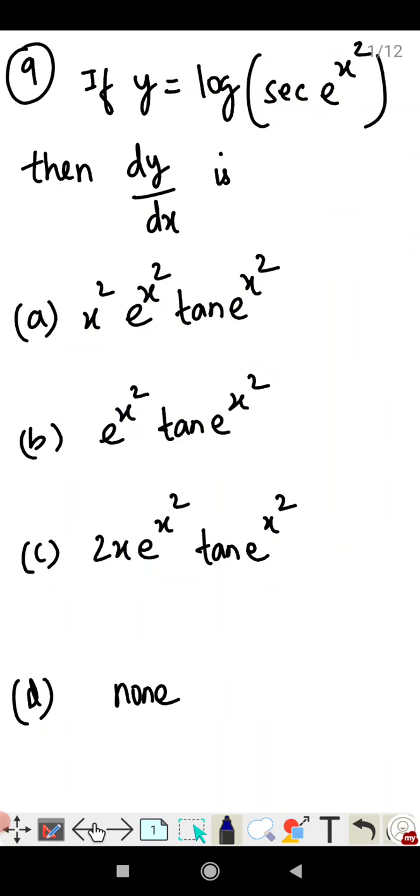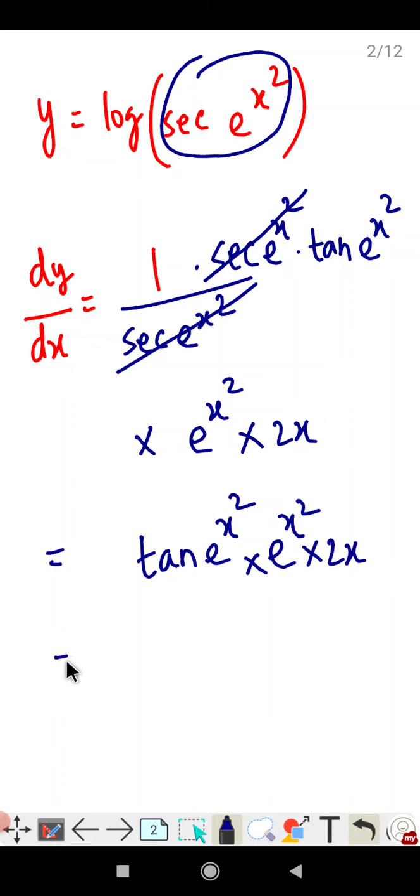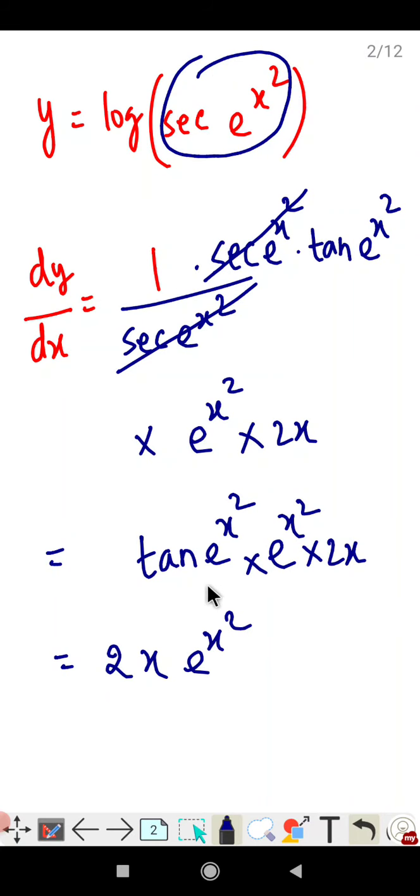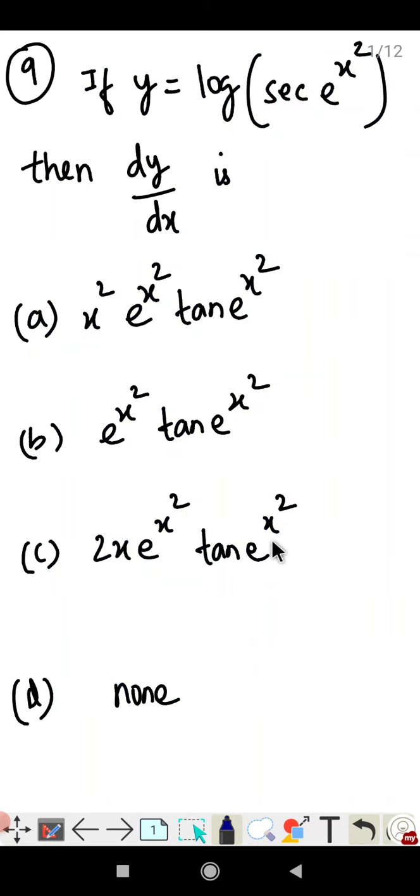So which option is correct? I think option A is a mistake, or option C is the correct one. So you see that we can rearrange this as 2 first, x next, and then e power x square next, and then tan e power x square at last. So this is same as option C. Okay.